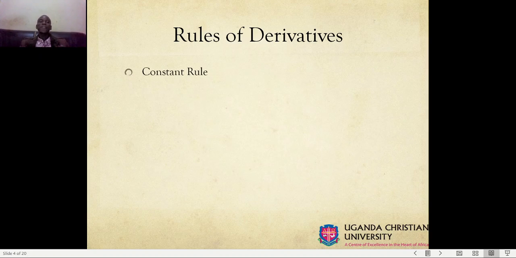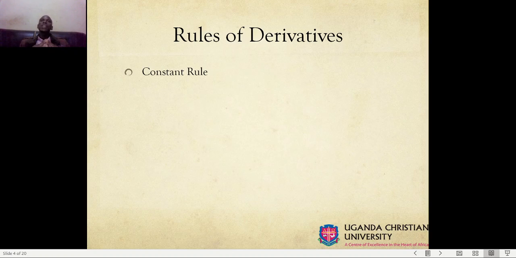The first rule we have is the constant rule. We will talk about these rules in detail. Actually, for the constant rule, I didn't record details of it, but the constant rule is very simple. The derivative of a constant is 0. Whenever you find the derivative of a constant, it will be 0.